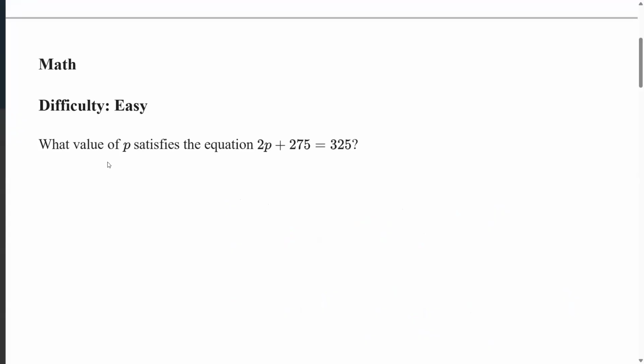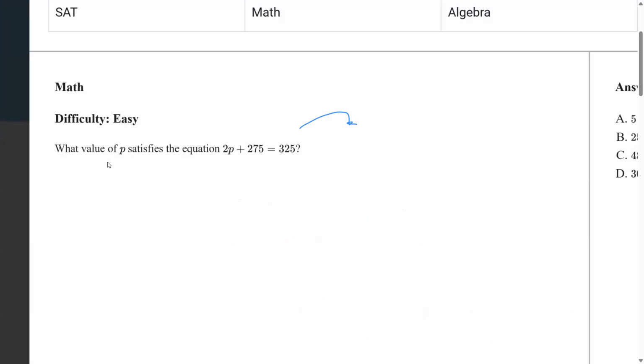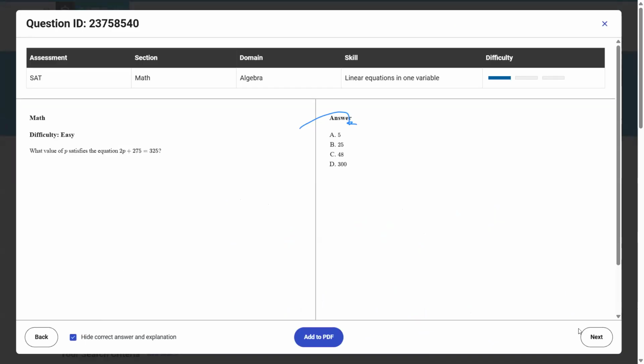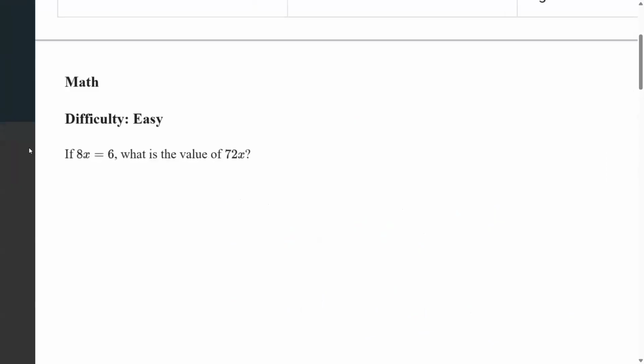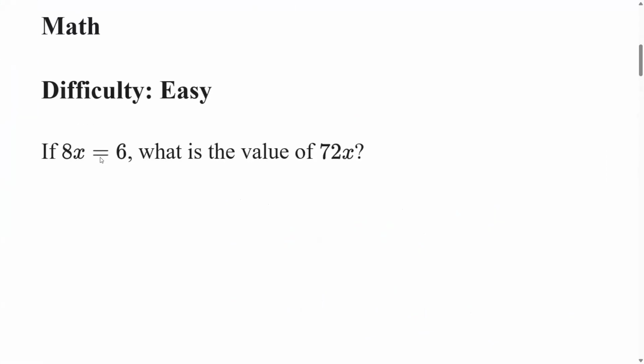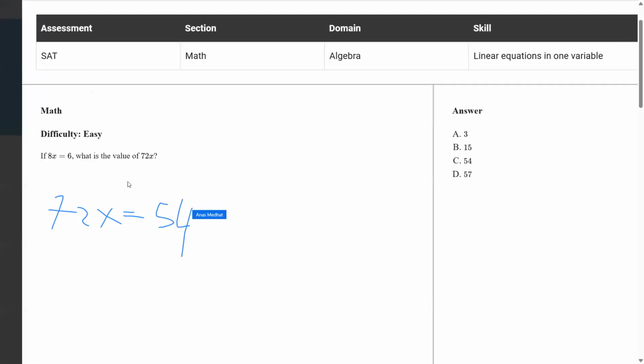What's the value of B? To shift this and divide by 2. It will be 325 minus 275 over 2. Which is 25. Instead of finding x, you can multiply both sides by 9. It will be 72x. 9 times 6 is 54. Answer is 54.